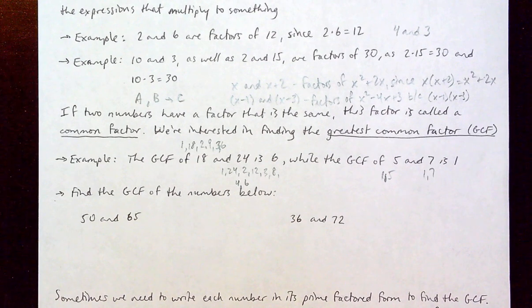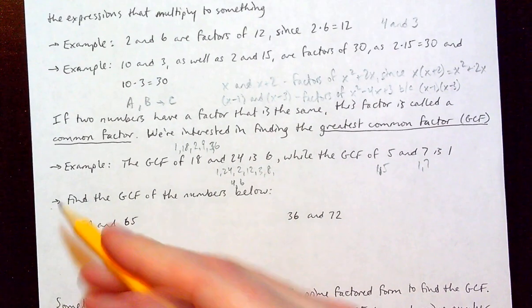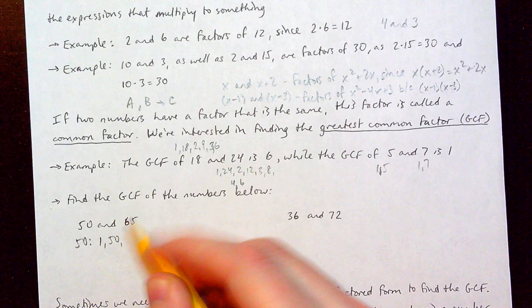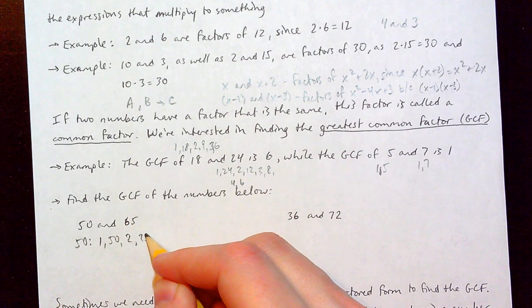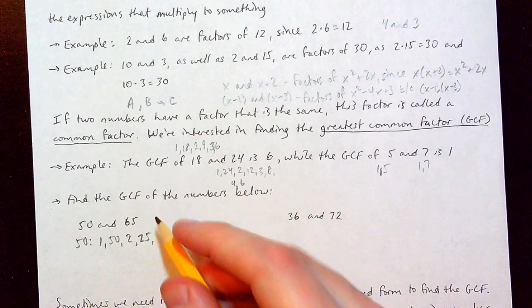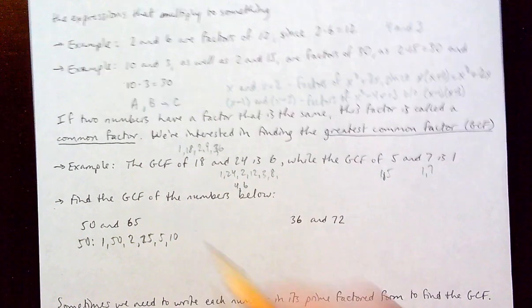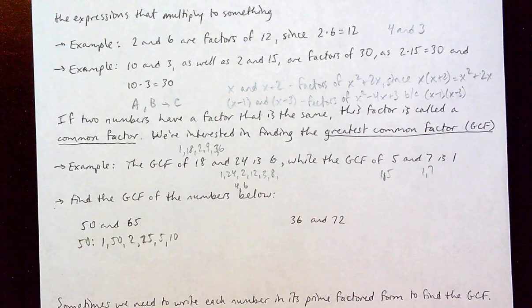Just some more practice with finding the greatest common factor of any two given numbers. You can start to think, okay, what are some factors of each of these numbers? So let's go with 50. We have 1 and 50. We have 2 and 25. 3 doesn't work, 4 doesn't work, 5 works. We have 5 and 10. And then 6, 7, 8, and 9 don't work, and then we're back at 10. So that's it.